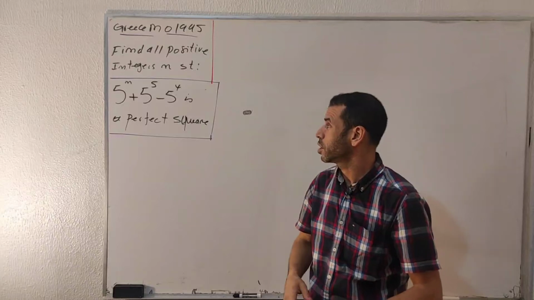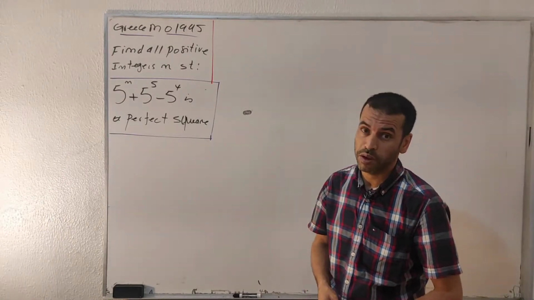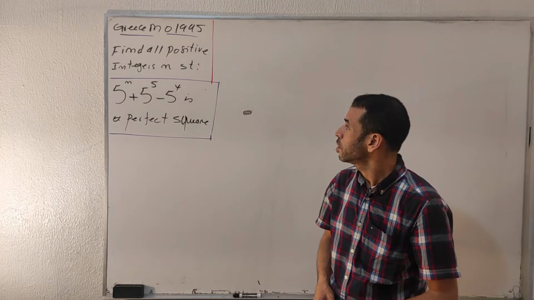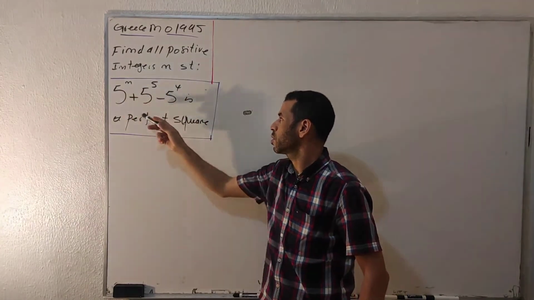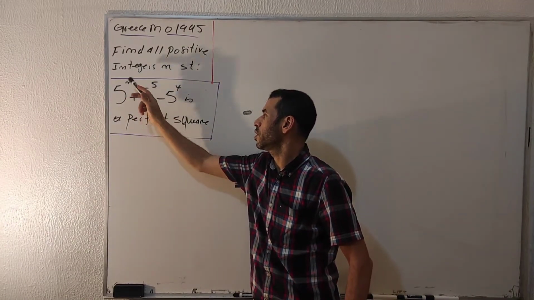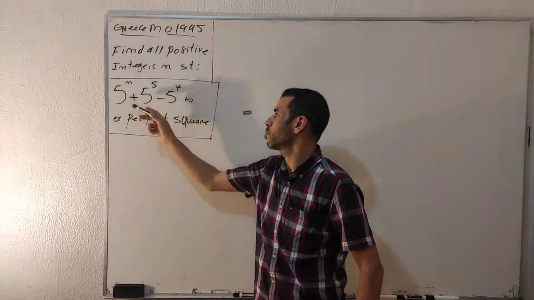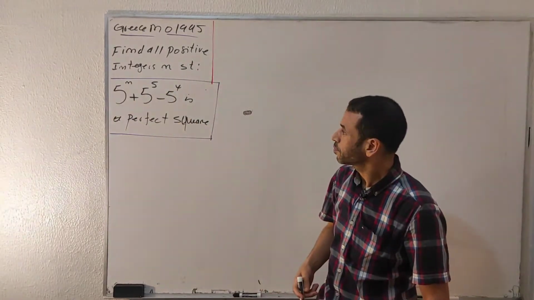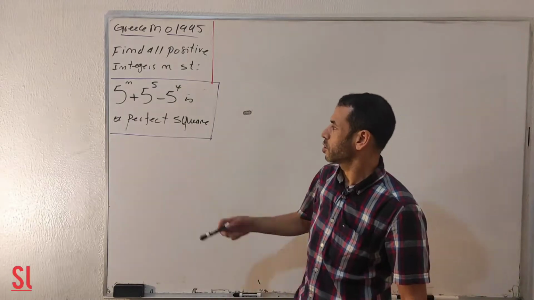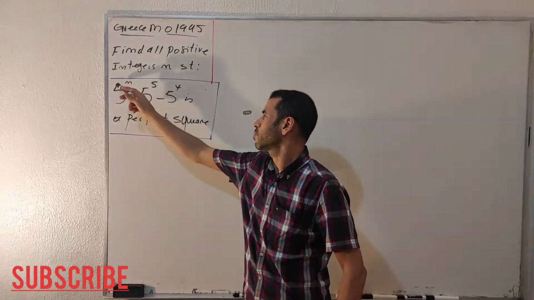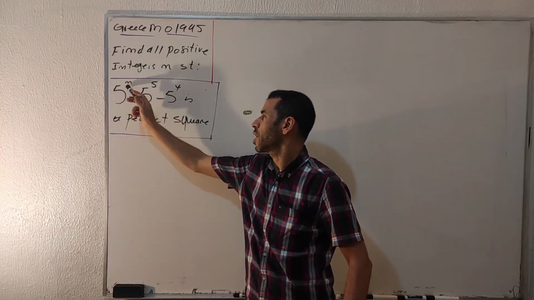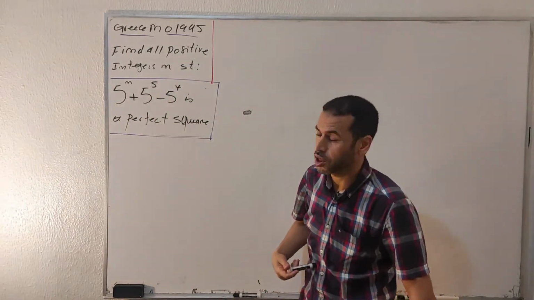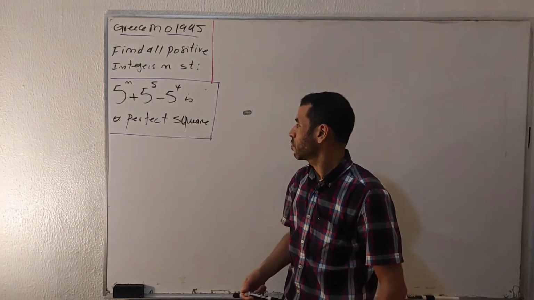In today's video, here is a very nice problem of Greece Mathematics Olympiad edition 1995. Our goal is to determine the appropriate value of n which makes this whole term a perfect square. This term is built by three parts. All of them have 5 as a base. The first one has n as an exponent, the second one has 5 as an exponent, the third one has 4 as an exponent.